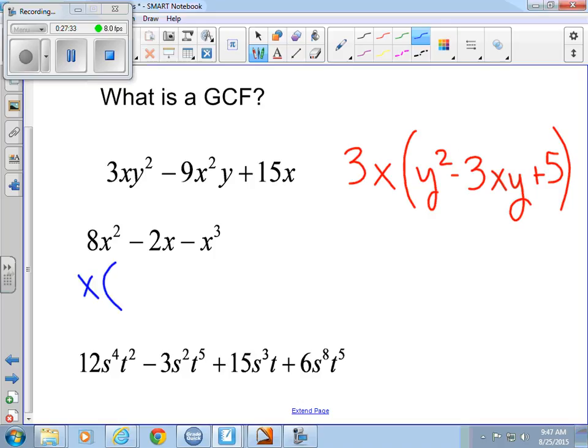If I divided x out, what would be left on the 8x squared part? 8x. Minus 2. Minus, if I have x cubed and I divide out an x, what's left? x squared. Why x squared? There were 3 of them, and I divided 1 out, right? So there would be 2 left. Check it. Did it work?